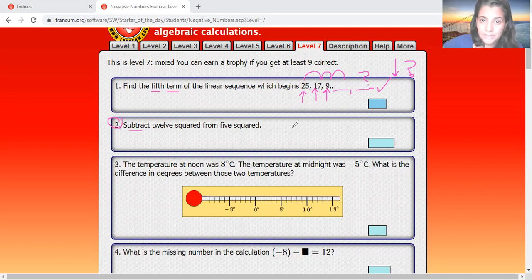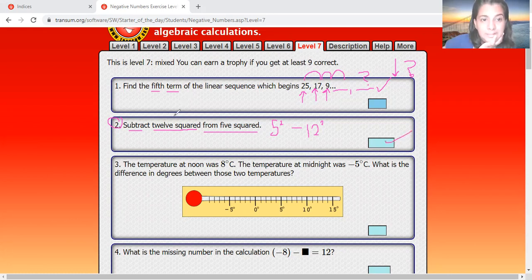Number 2, subtract. So you know you have to do a subtraction: 12 squared from 5 squared. From 5 squared, that means 5 squared looks like this, and you are going to subtract 12 squared. So work out what is 5 squared: 25, minus 144. 12 squared is 144. So you get a negative number over there.